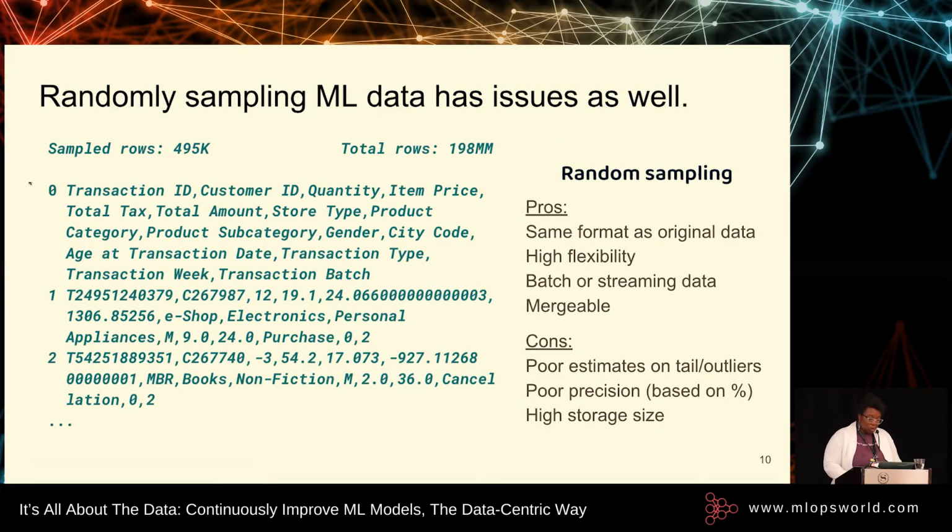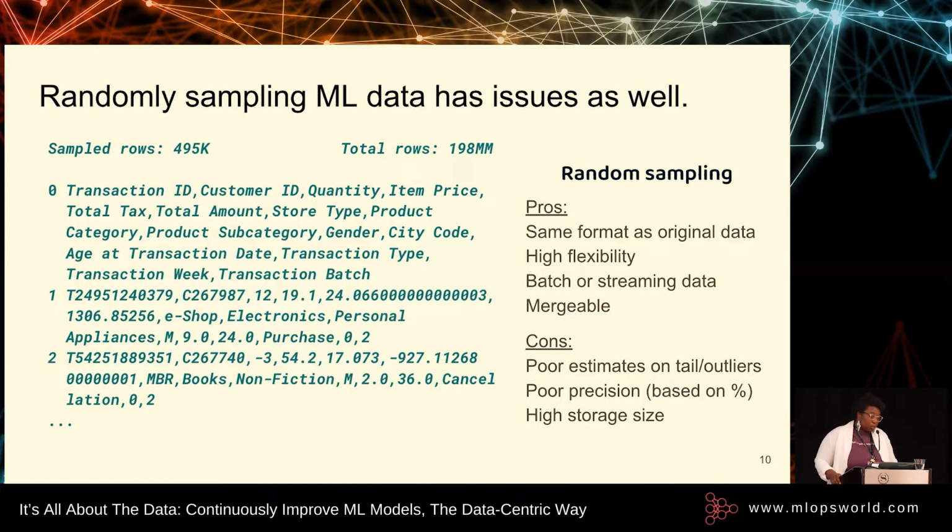So we'll talk about what's in those, but let's start with random sampling. What I want to do is give kind of pros and cons of each approach. There are pros and cons, certainly, to random sampling of the data. So we have an example here. Let's say there's 198 million rows for this day.